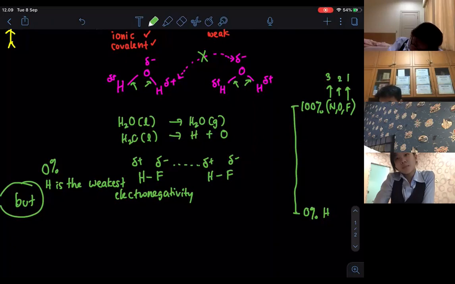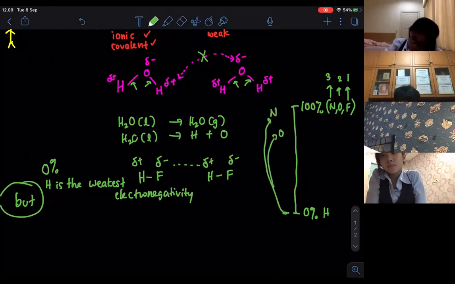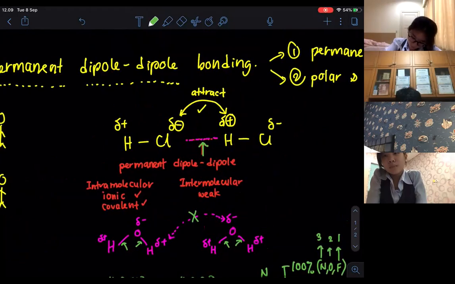Now, any intermolecular bonding involving hydrogen, any combination of hydrogen with nitrogen, with oxygen, with fluorine, that permanent dipole-dipole must be the strongest permanent dipole-dipole. So they have given a special name for that bond. It's still permanent dipole-dipole, but they have given a special name. That name is hydrogen bonding.